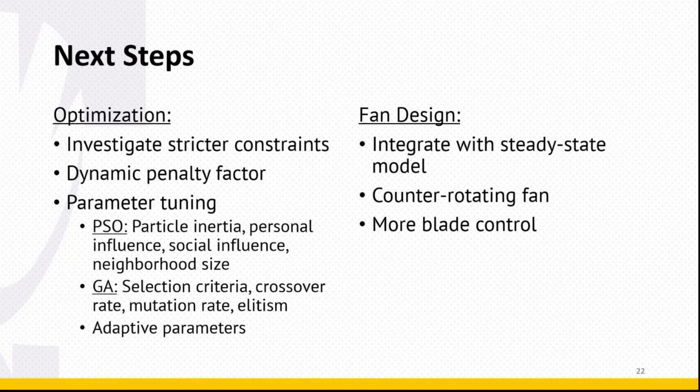For the genetic algorithm, things that could be changed are the selection criteria. So what individuals are actually chosen to be able to reproduce to make the next generation of individuals. The crossover rate and mutation rate: the crossover rate is how likely it is that genes will be crossed over from one parent to another to make the child. And the mutation rate is the likelihood that a random gene will be randomly mutated from one generation to the next.